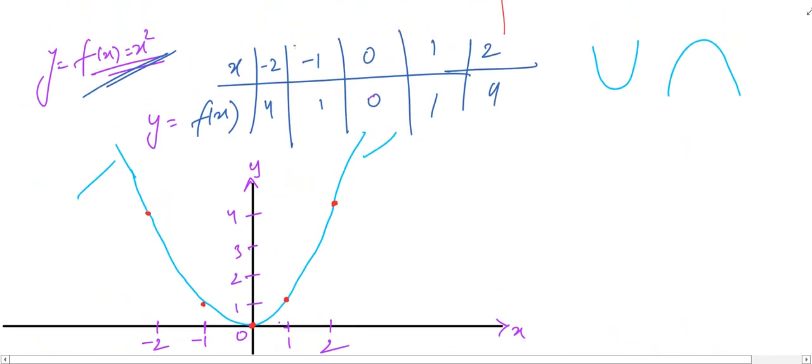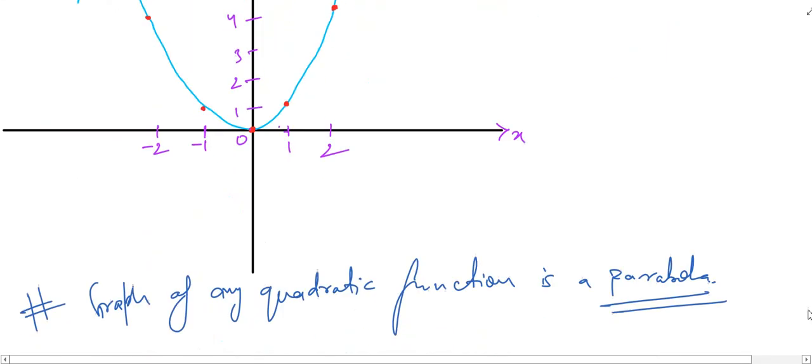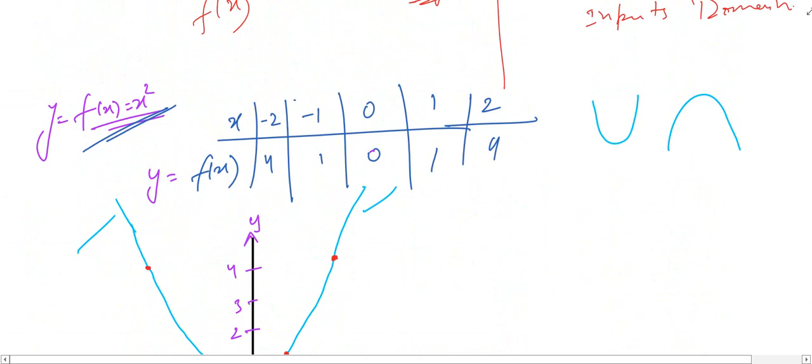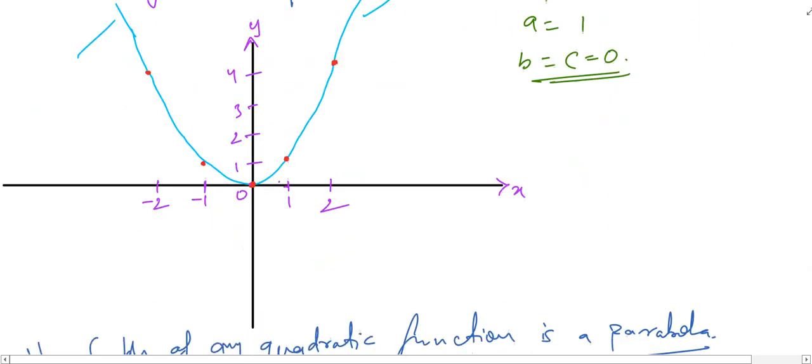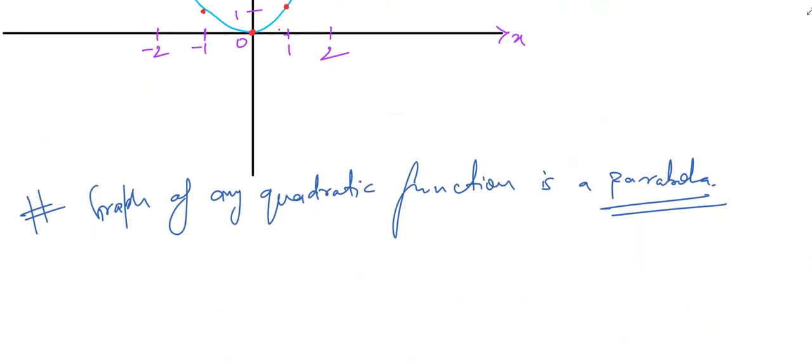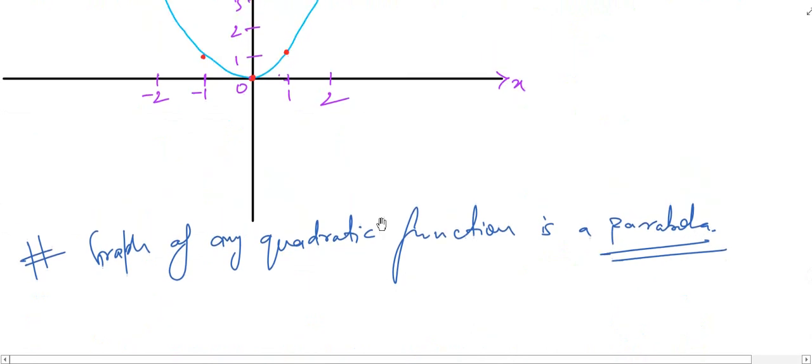In what case would this become a downward parabola? In this case, if we talk about this function f(x), then f(x) is equal to x square. The coefficient of x square, which is a in our general form, is actually 1, and b is equal to c is equal to 0. That's okay. But let's try to understand how we can invert this parabola.